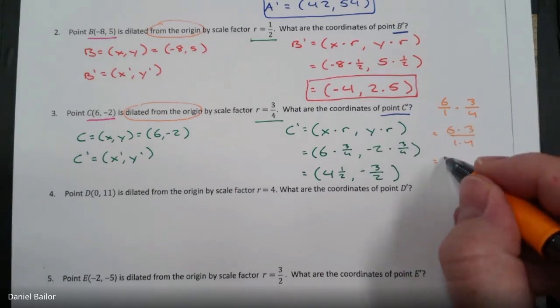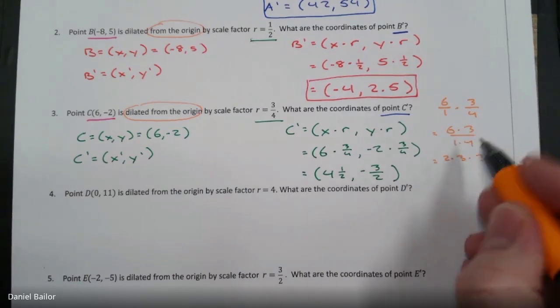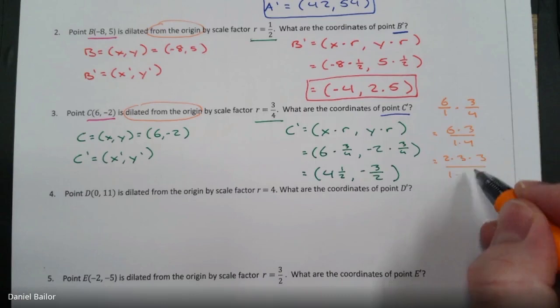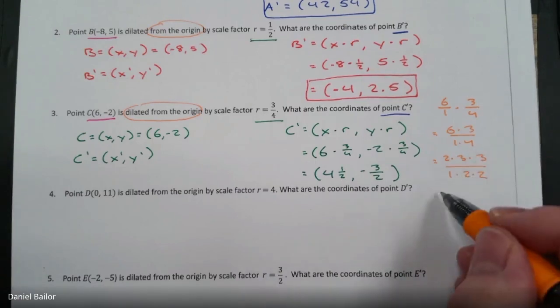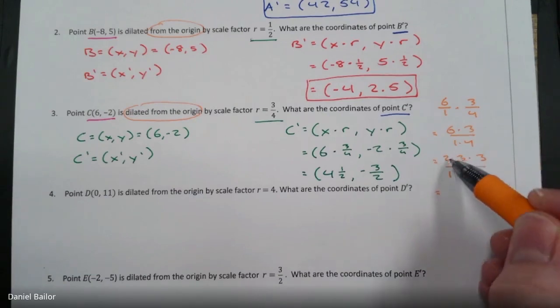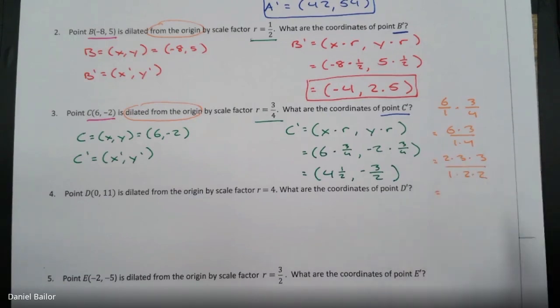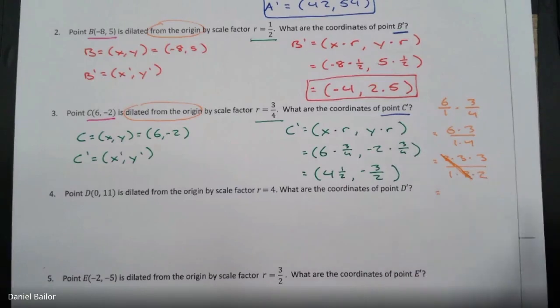Now 6 turns into 2 times 3, because 2 times 3 makes 6. And 4 turns into 2 times 2. And now I can simplify before I multiply, because I see a 2 in the numerator and a 2 in the denominator. So I can cancel a 2, because 2 divided by 2 makes 1, so it goes away.